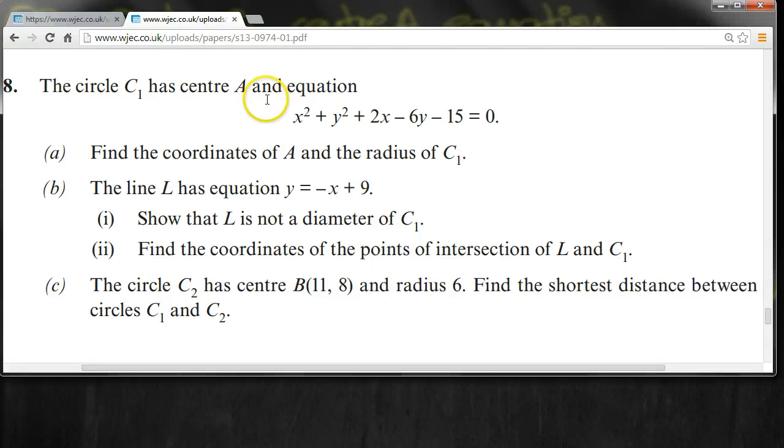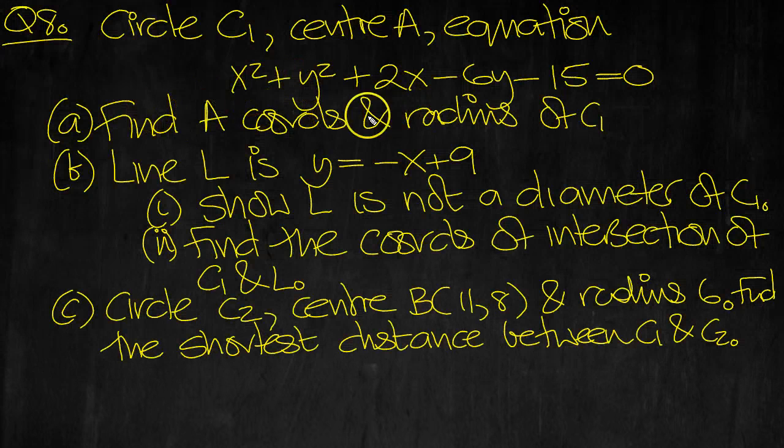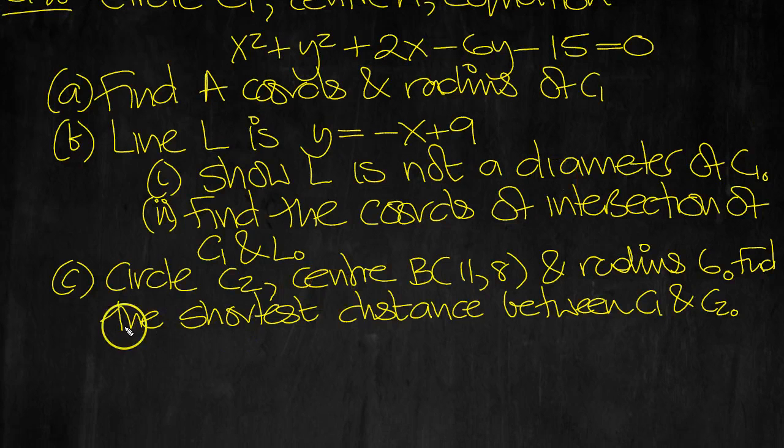Here's the question then. Let's have a look at it. It's a circle question and straight lines in another circle. So let's have a look at the solution then. Find the center A, find the coordinates and the radius of C1. So we need to write this in standard form. Let's have a go at that.